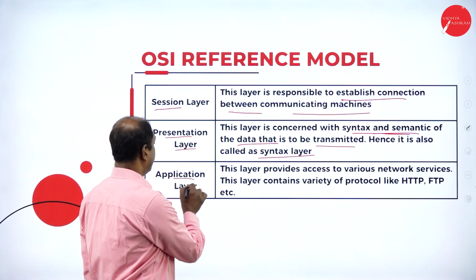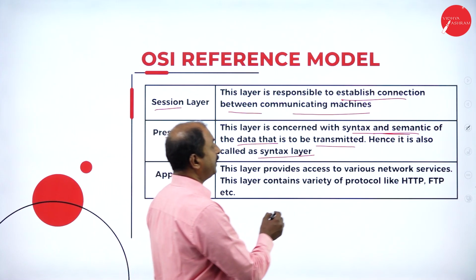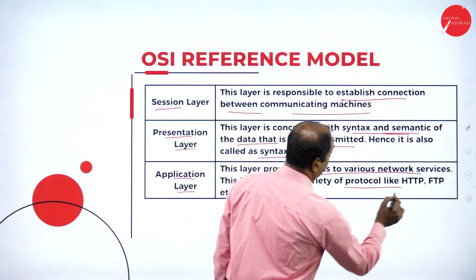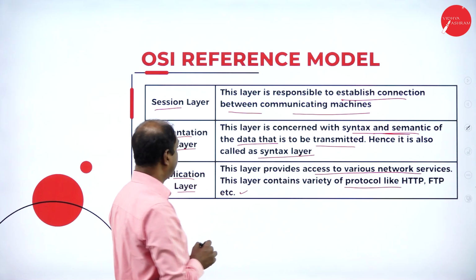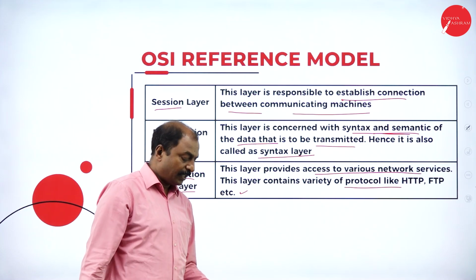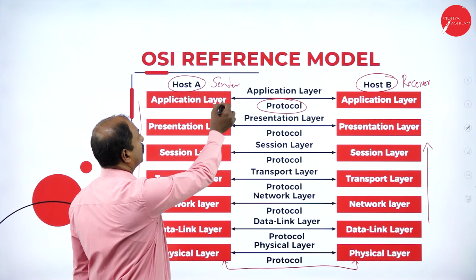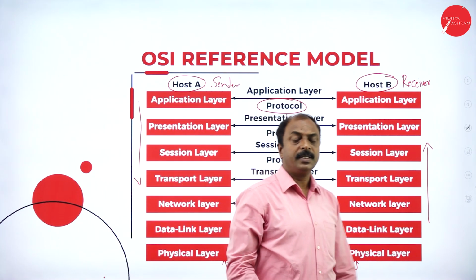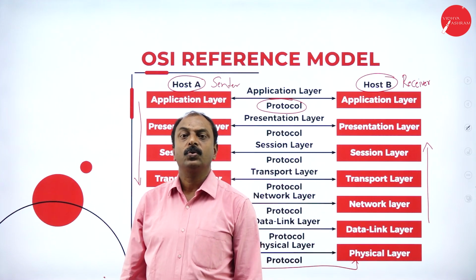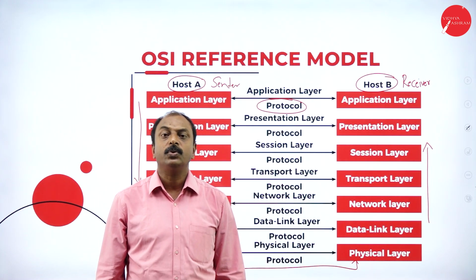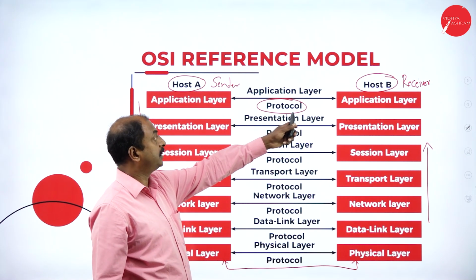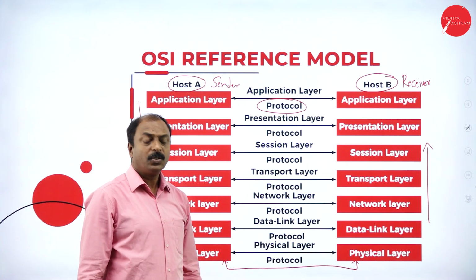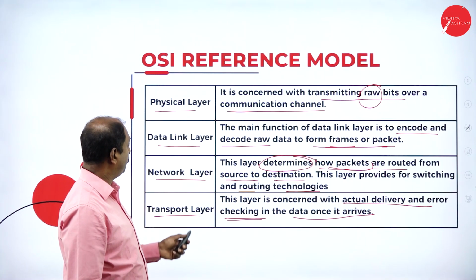Next one is the application layer. So what is the application layer? It provides access to various network services. It contains a variety of protocols like HTTP, FTP, etc. The application layer is the top layer, that is the 7th layer. This layer is concerned with the application interface. Through the application interface, the user can access different applications or different network services. That is the responsibility of the application layer.